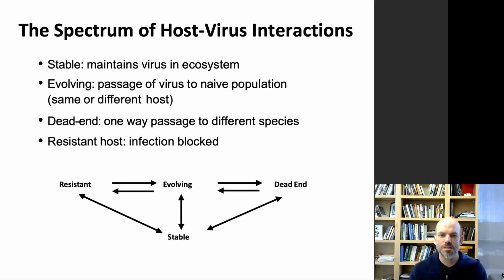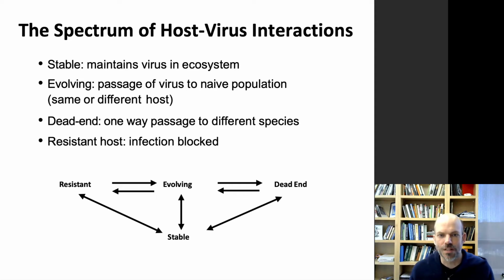A stable system is when a virus is infecting a given species in an ecosystem, and it's kind of at an equilibrium. The species is not going extinct. The virus has a healthy population. It's in equilibrium, right? You could say everyone's happy, except those probably few individuals who are infected by the virus.